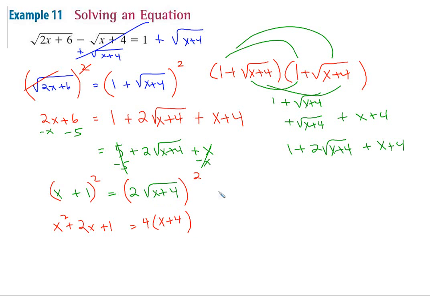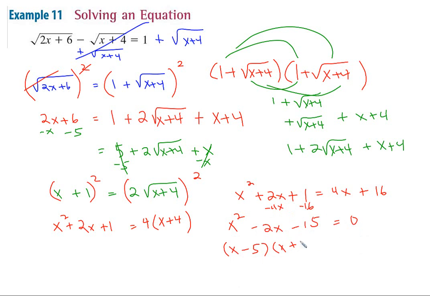So when you distribute, we're going to end up with x squared plus 2x plus 1 is equal to, distribute that, 4x plus 16. We've got a quadratic, let's set it equal to 0: x squared minus 2x minus 15 is equal to 0. So let's factor this. So hey, that's (x minus 5)(x plus 3) is equal to 0.